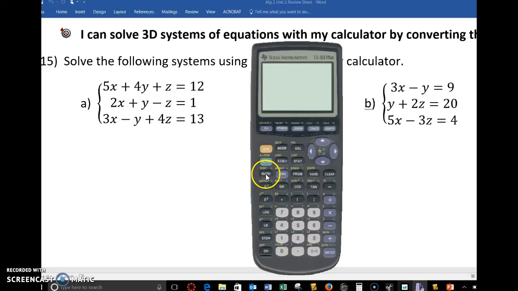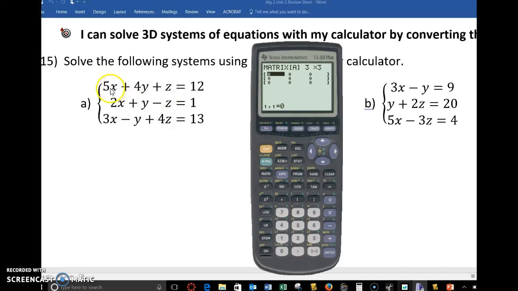I'm going to turn my calculator on and go to matrix, so second matrix, and I want to enter these as matrix A. I'm going to move over to edit and edit matrix A. It is a 3 by 3 matrix, so I'm going to type in 3 by 3, and then I'm going to type in all of these coefficients.